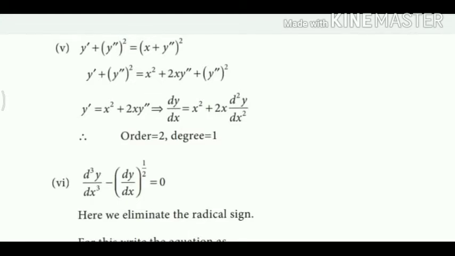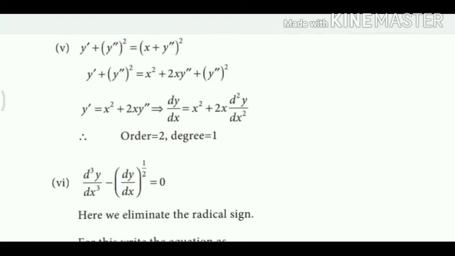Okay. Before solving these problems, we write the formula for (a plus b) whole square. On the right side, x plus y double dash whole square is given, so it expands as x square plus 2x y double dash plus y double dash whole square. On the left side it is y dash plus y double dash whole square.